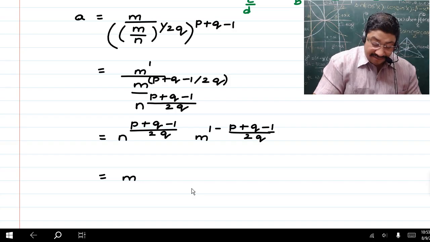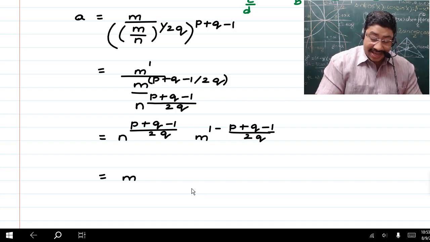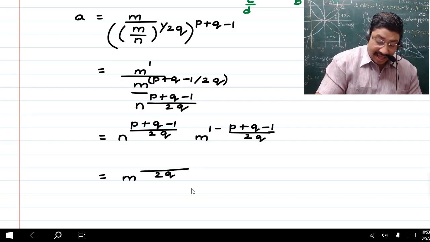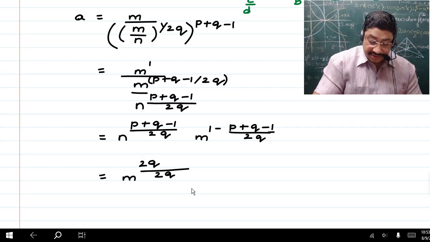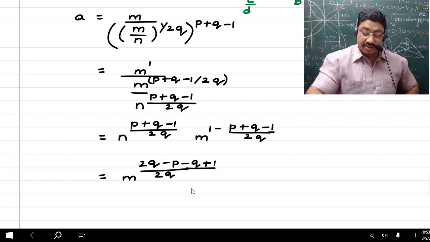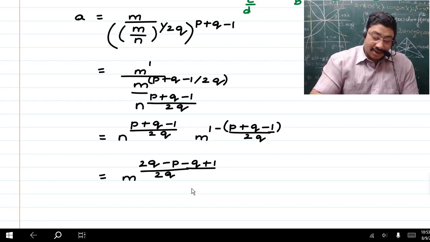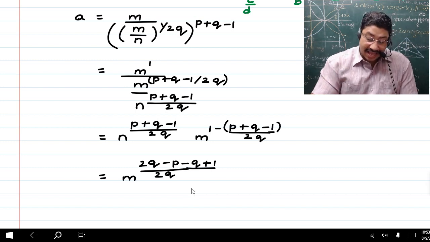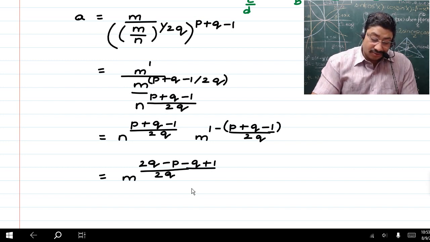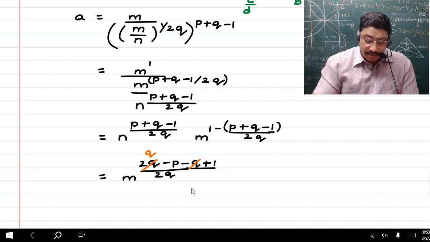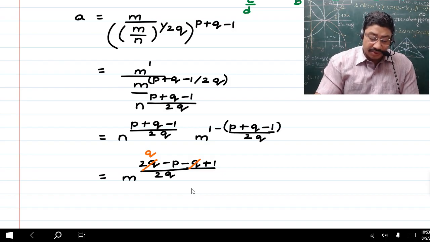So we can now write m first, and then as we take an LCM, which will be 2q, right, and then further we will have 2q, from which is going to be subtracted p, q and minus 1, which will become plus 1, right? That is because children, here this p plus q minus 1 is actually multiplied with this minus sign. Now here we get to do a little bit of simplification, and we find that we can actually cancel off one of the q's. So this is going to become equal to q, right? And then we have minus p plus 1, which will remain as it is.